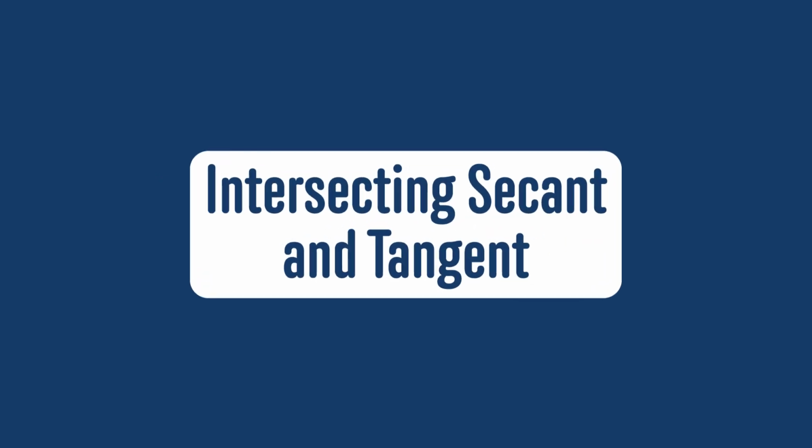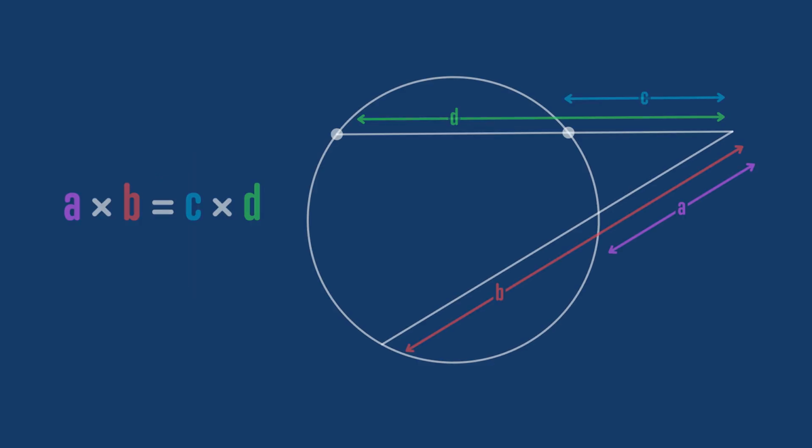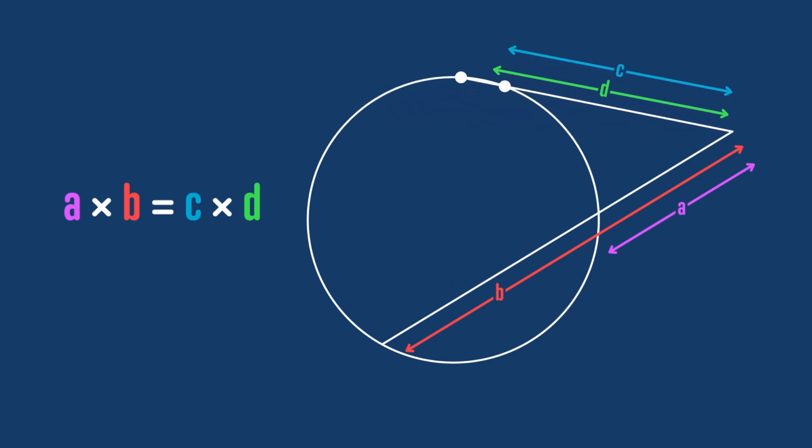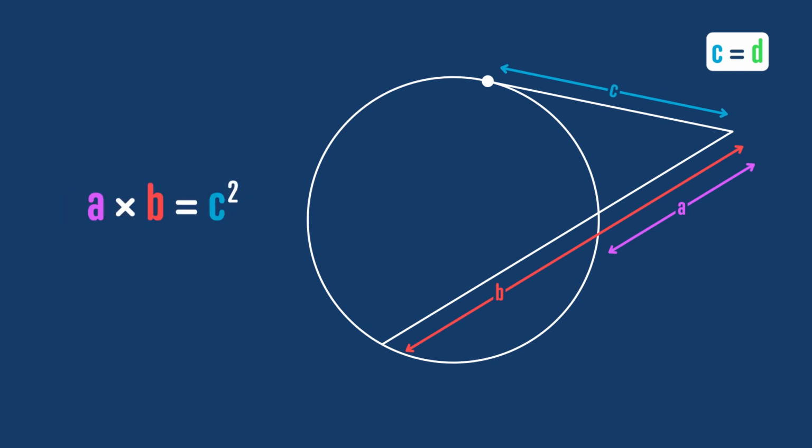This brings us to the final case where we have a secant and a tangent to the circle. If we start with the picture from the second case, you can see that as we move the upper secant closer and closer to being a tangent to the circle, then the lengths C and D get closer and closer to being equal, and so it makes sense that the result still holds when the secant becomes a tangent to the circle, in which case we have A times B equals C squared.